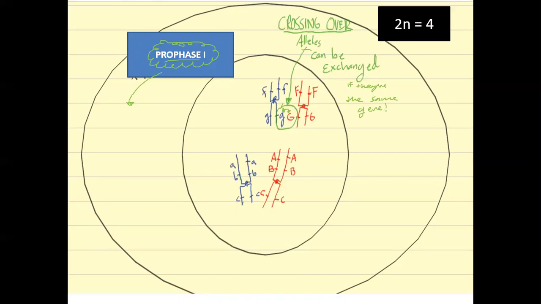So that means I can exchange a G for a G. I can't exchange a G for an F. Okay, that would be a problem. Now notice you're also only exchanging the alleles at the tips of the chromosomes. The genes on the exterior aren't necessarily going to be participating in any crossing over.